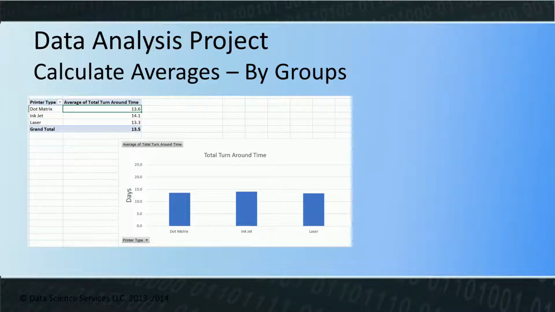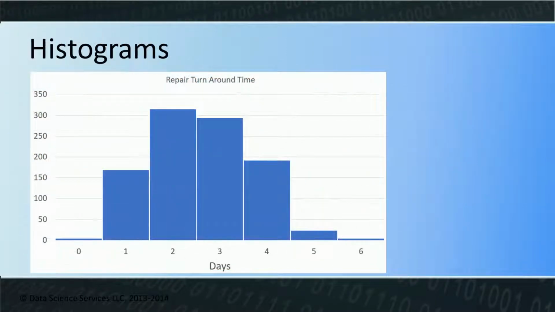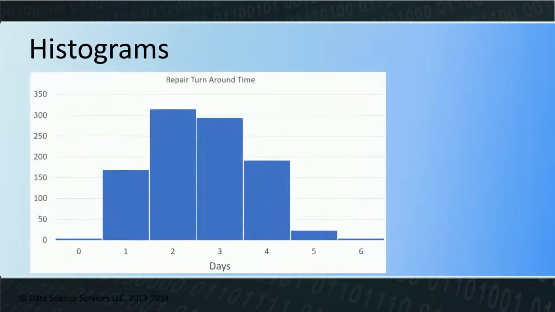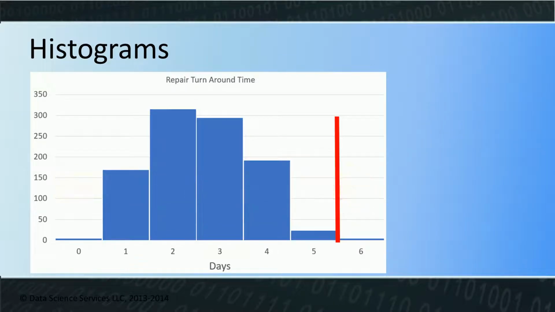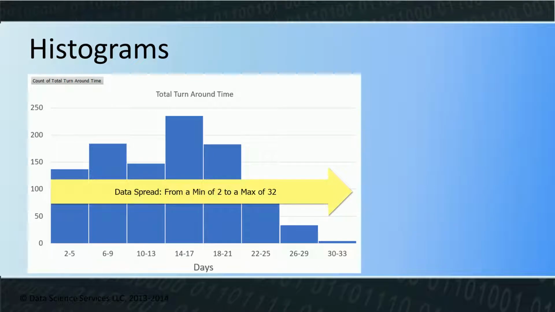The average turnaround time by printer type, by customer, and by customer location. We saw that there wasn't a difference by printer type, but there were differences by customers and their locations. We then made 2 histograms, one for the repair turnaround time and one for the total turnaround time. The histogram for the repair turnaround time showed that National was meeting their commitments almost all of the time. The data spread ranged from 0 to 6 days, with only a few data records outside their commitment of 5 days. The histogram of the total turnaround time told a different story. The total time varied from a minimum of about 2 days to a maximum of 32 days.